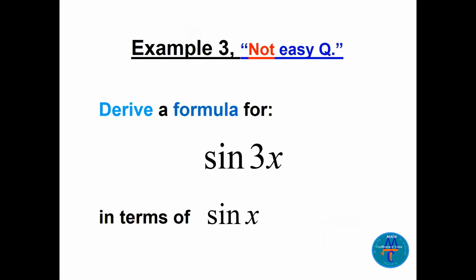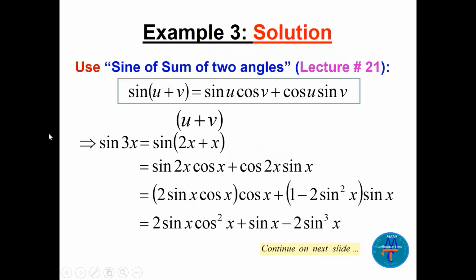Question number 3 is not easy because we have to derive a formula for sine of 3x in terms of sine x. So we start with sine of 3x. We can write it as sine of 2x plus x. See, we have to derive the formula. Just remember from lecture 21, sine of the sum, sine of u plus v, will be sine u cosine v plus cosine u sine v. We have seen that before. So now let's take u as 2x and v as x, because 2x plus x is 3x. Just apply this formula here.